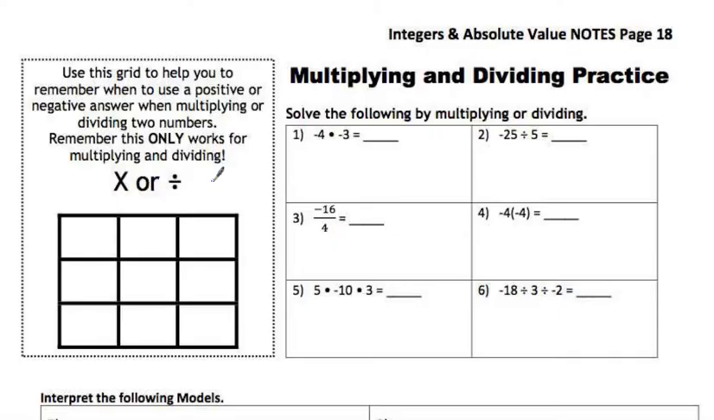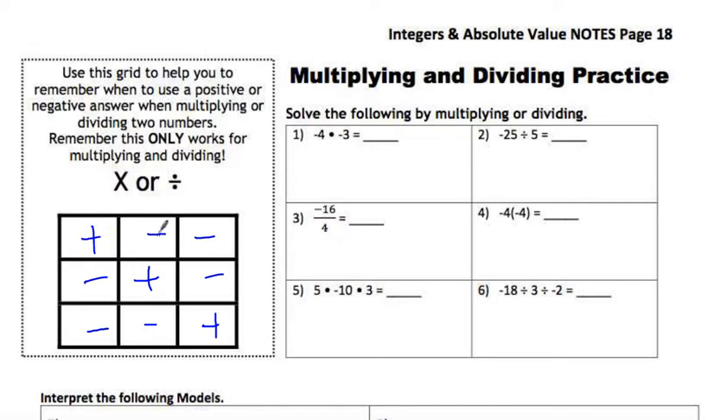So let's do some practice. It says use the grid to help you remember when to use a positive or a negative answer when multiplying or dividing two numbers. So this only works for multiplying or dividing. If you've ever played tic-tac-toe, you can win diagonally. So we're going to put plus signs for one of the diagonals, and then the rest of the spaces we fill in with negatives. So this shows us our rules, and you can do this backwards, frontwards, and sideways all over this chart.